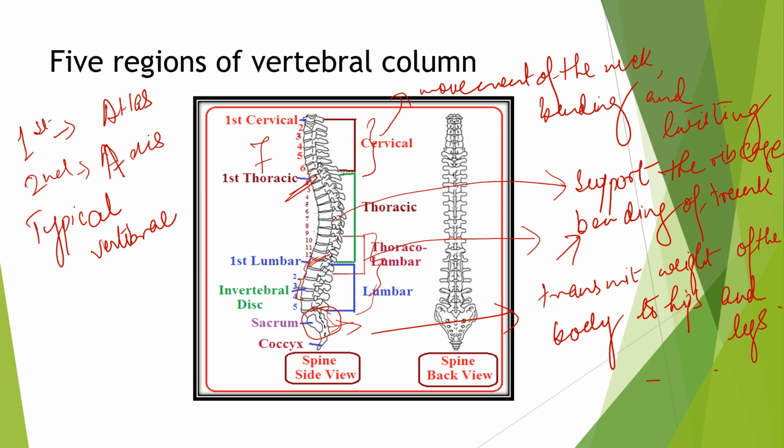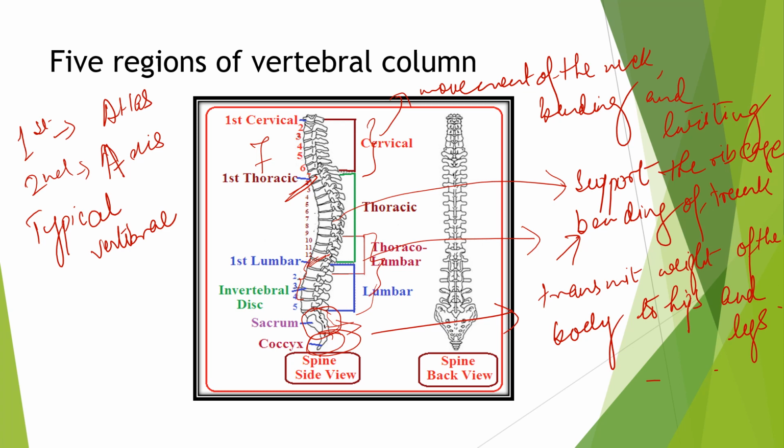Next comes the coccygeal region. It has 4 coccygeal vertebrae, and these are also fused together to form a coccyx. That is actually the tailbone. We human beings do not have a tail, so it is a vestigial organ for all human beings.